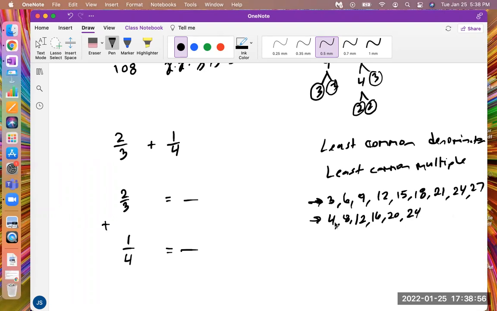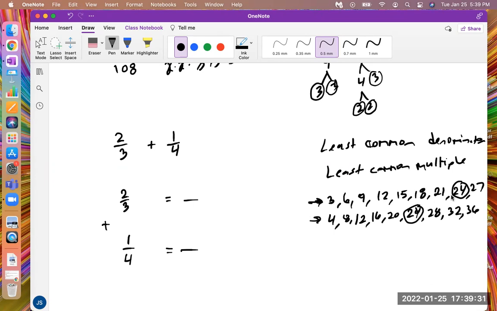Now for the multiples of 4, let's just make sure that they go up by 4, right? Because they should increase by 4, as a double check. Okay. And then 4 times 1 is 4, 4 times 2 is 8, 4 times 3 is 12, 4 times 4 is 16, 4 times 5 is 20, 4 times 6 is 24, 4 times 7 is 28, 4 times 8 is 32, and 4 times 9 is 36. Okay. And they all go up by 4. All right. So now we see that 24 is a common multiple.